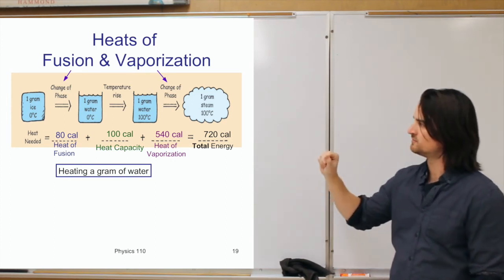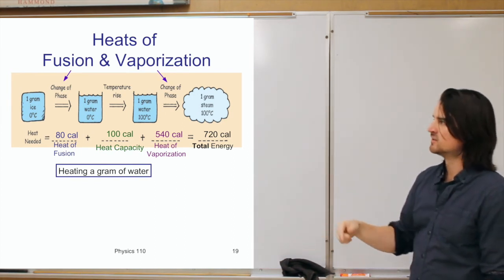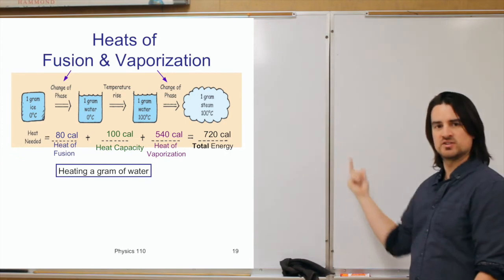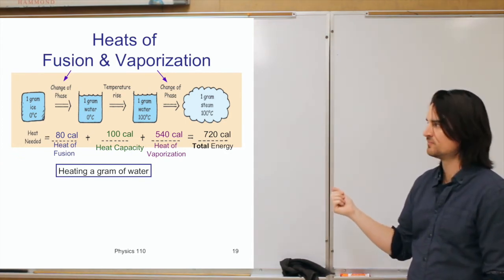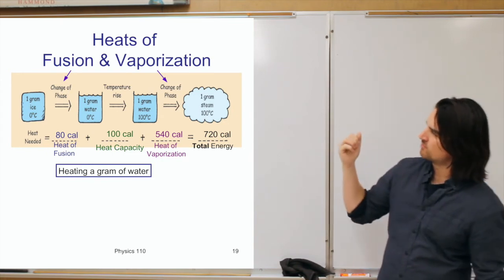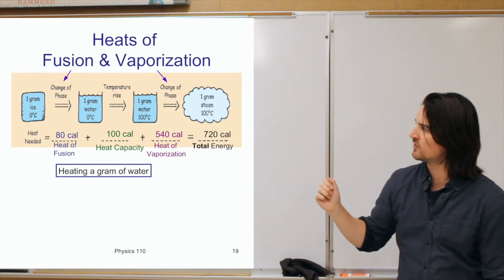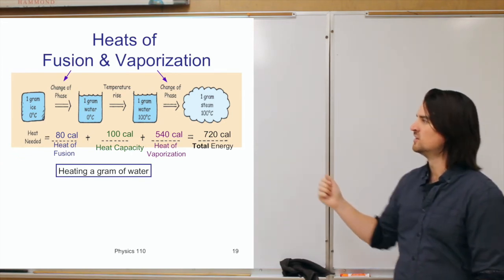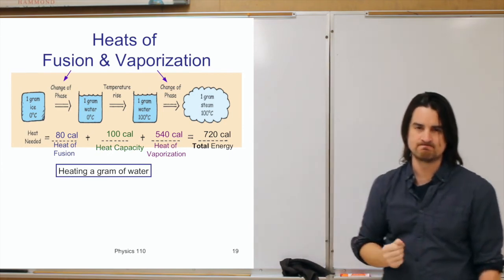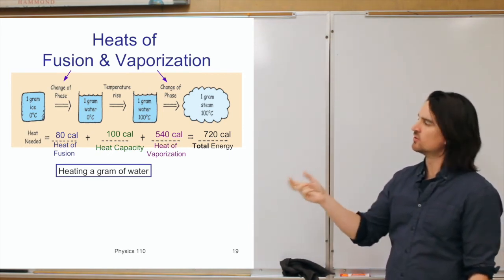So assuming that ice is already at that freezing temperature, 0 degrees Celsius, you still need to add more energy to that ice in order to get it to convert to liquid, to get it to convert to water. And it turns out for water, the amount of energy you need to add to 1 gram of ice in order to change all that ice to a liquid is 80 calories.